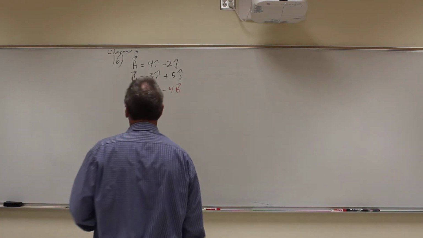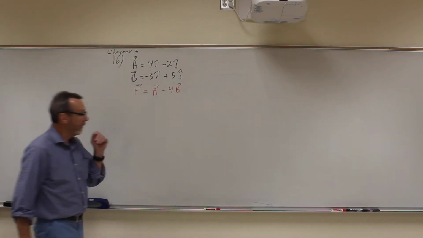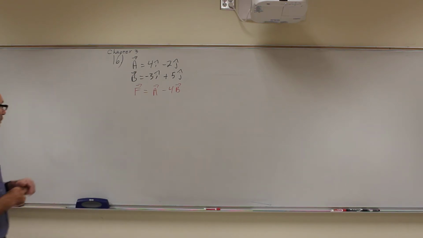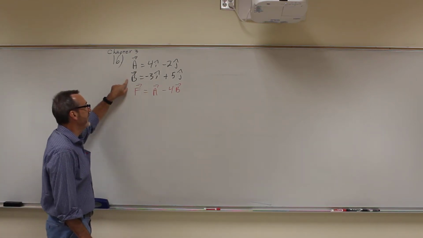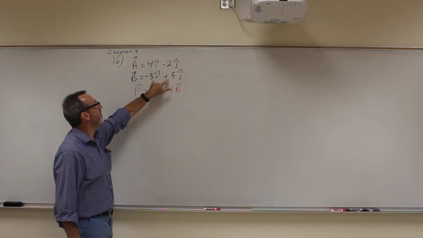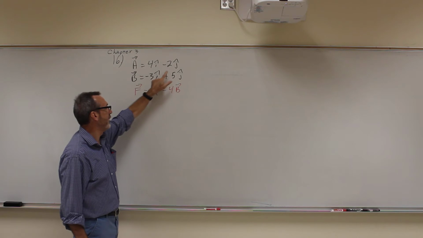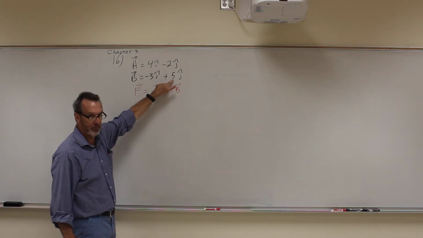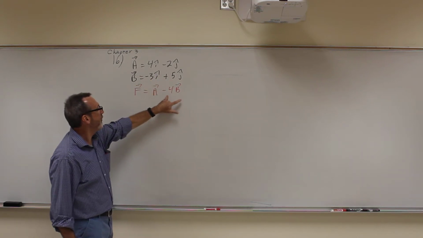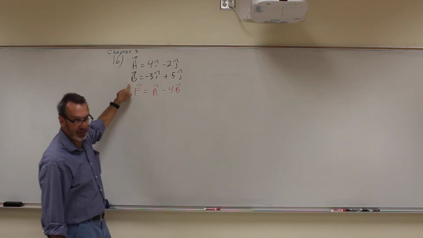All right, we're going to do number 16, chapter 3. In this one, they give you these two vectors, vector A and vector B. They're already in vector notation, which means the components are already done. We don't have to take the components because this is the x component, this is the y component, this is the x component, this is the y component. And then we have vector F, which is a combination of vectors A and B.